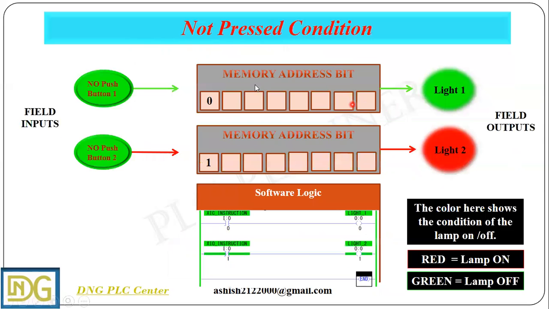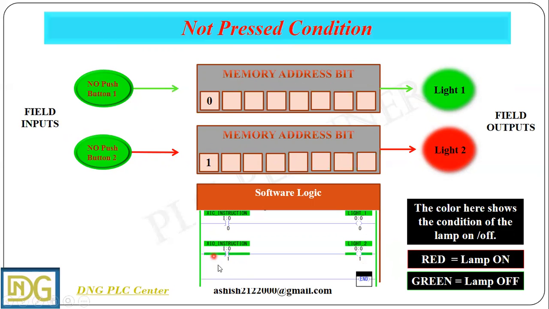So this is the not press condition. In the first, the push button and no push button are not pressed, so it will show the 0 value in our memory addressing bit, and it will not turn on our light 1. And in the second thing, we have to connect a push button 2. In the initial way, it is not pressed, so it will be energized.